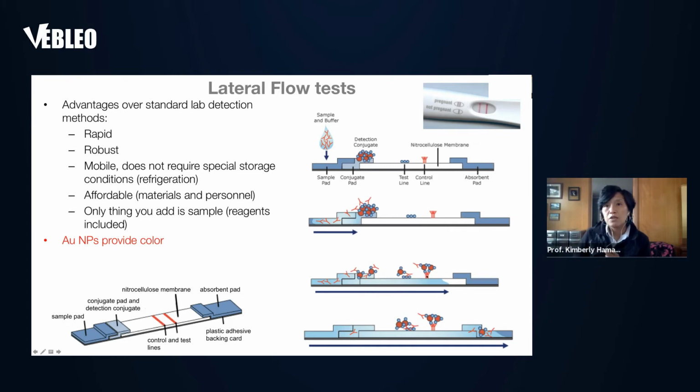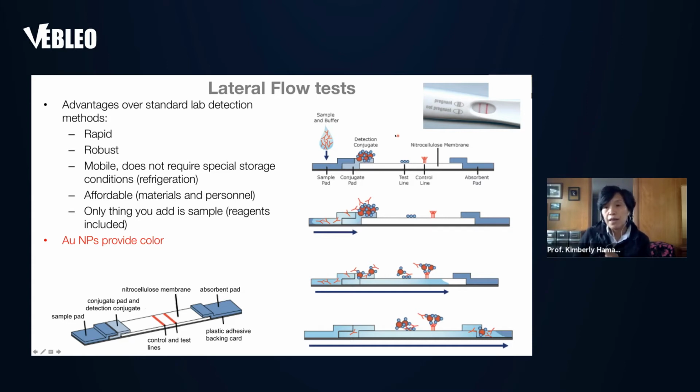Okay, and then there's a control area that has antibodies that can bind to the nanoparticle conjugate itself, and this gives rise to another red line here. So nanoparticles have a very strong optical absorption, okay, gold nanoparticles in particular. So this is what gives rise to the red color that you see in this strip.